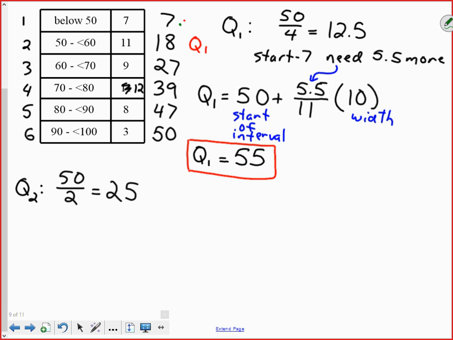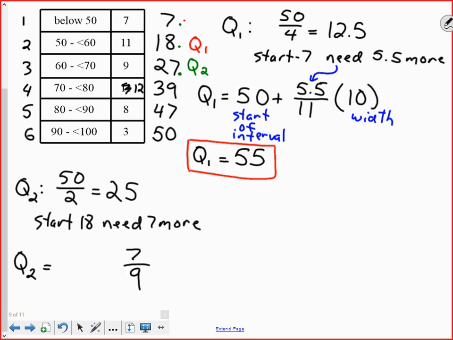to accumulate 25 values. So at the first row we have 7, then we have 18. By the time we get to the end of the third interval here, we've got a total of 27. So Q2 is somewhere in that third interval. Now, at the start of that interval, we have 18. We need to get up to 25, so we need 7 more out of that interval. So for our Q2 calculation, we need 7 out of how many are in that third interval? There are 9. So we need 7 out of the 9 values in that interval number 3.